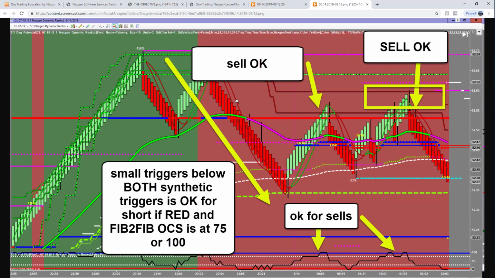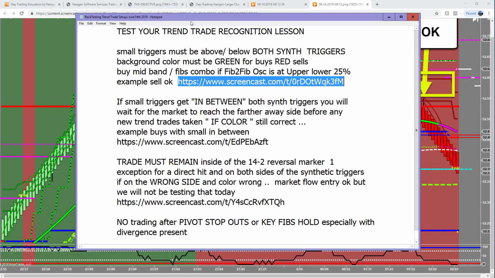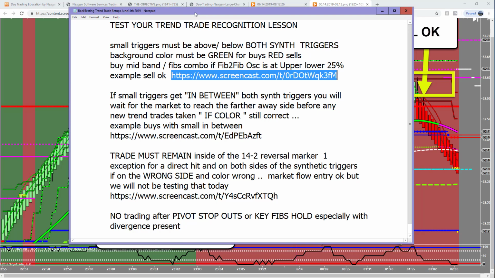If the small triggers, right, this one, is physically below these two synthetic triggers on the 5-1 chart, we're going to sell a pullback to our resistance if the fib to fib oscillator is in the upper 25%. Is everybody okay with that? Small triggers physically on the correct side, below for shorts, above for longs. That's rule number one for us when we're looking at our 5-1 chart. So if you guys are not familiar or comfortable with the rules, let me know and we'll go through them again, but it's really, really easy.